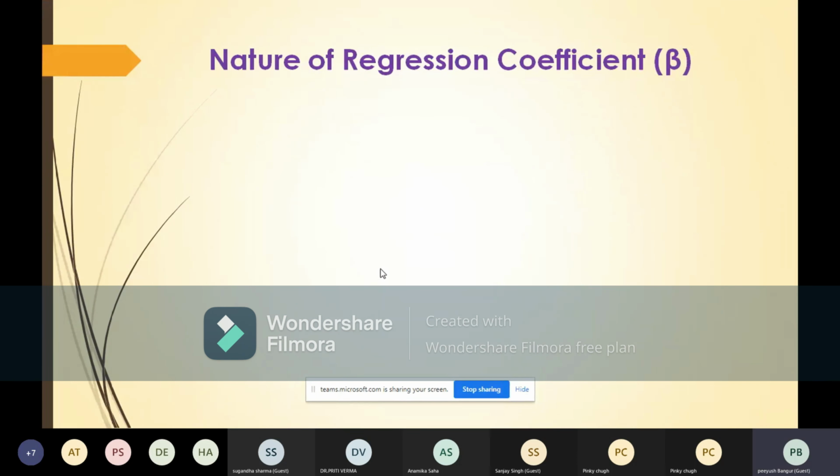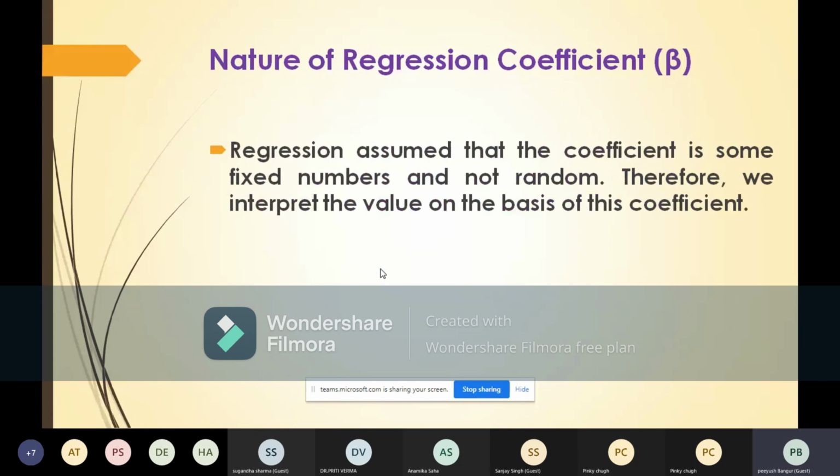Now, the nature of the regression coefficient, that is beta, or we can say the nature of the slope. Regression assumes that the coefficient is some fixed number and not random. Therefore, we interpret the value on the basis of this coefficient. Most important is the sign. If my beta is positive, then it can be interpreted that the impact is positive or the impact is increasing.